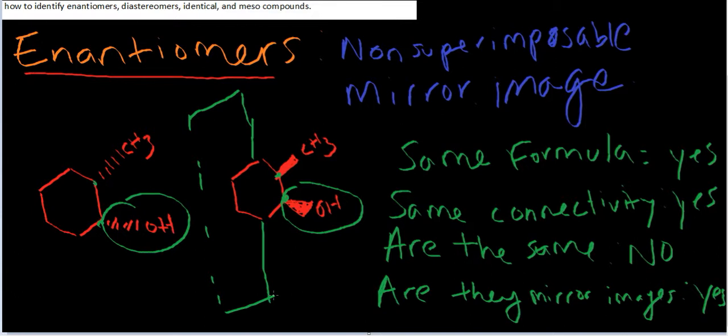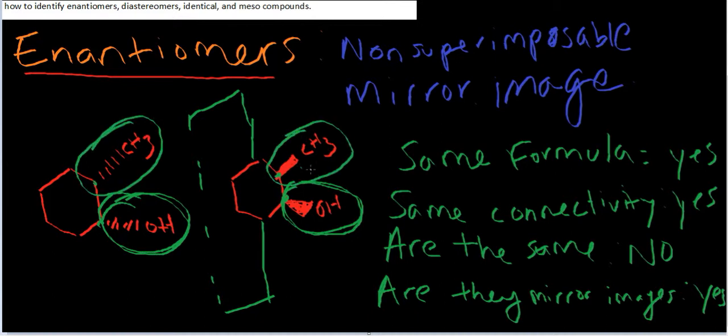So that is the generic, straightforward way you could break down an enantiomer. Instead of trying to break your brain with tedious definitions, you could just ask yourself these four questions. Do they have the same formula? Yes. Same connectivity? Yes. Are they the same? No. You could tell because, like I said before, this OH is coming out at you and this one is going back into the plane of the paper. We could say the same with this CH3 and this CH3 group. This one is coming out at you and this one over here is going back. And are they mirror images? Yes, they are mirror images.